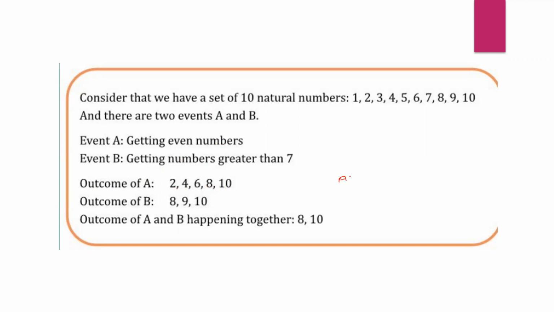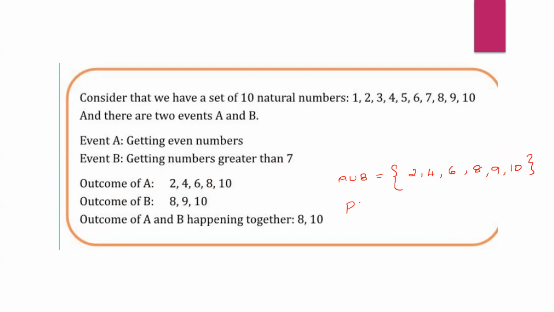So let me write A union B is equal to, let's say, I'll write 2, 4, 6, 8, and also you can see there is 9. I'm combining both, right? No need to write 8 again because I have already written it, right? So 8, 9, and 10.